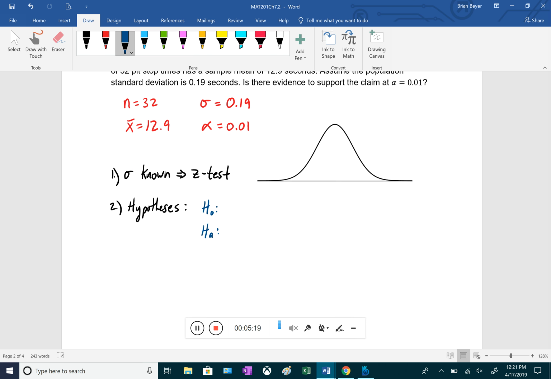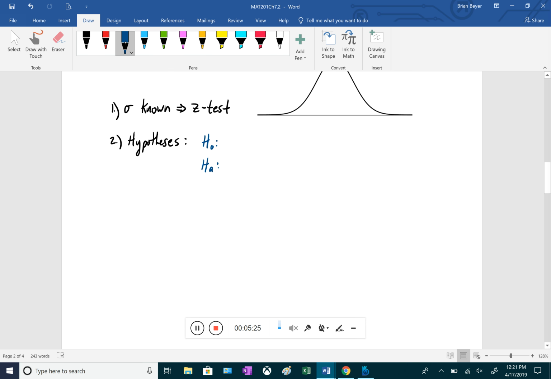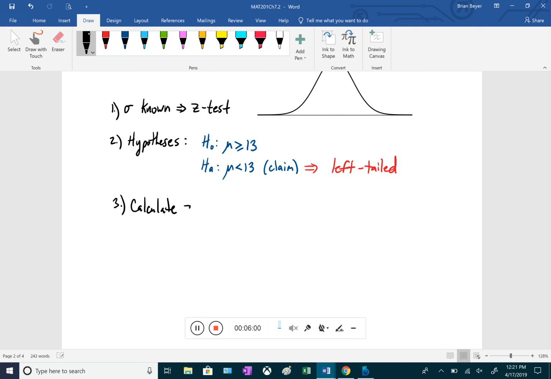From the original problem, we had mu less than 13. That has to be the alternative because there's no equality. So that's the claim. If that's the alternative, then the null is the opposite, or the complement, so that would be mu greater than or equal to 13. The type of test we're going to be doing here is a left-tailed test because of the alternative. The alternative is less than, so it's left-tailed. So it's going to be the area to the left of the z-score. Next we have to calculate the z-score.